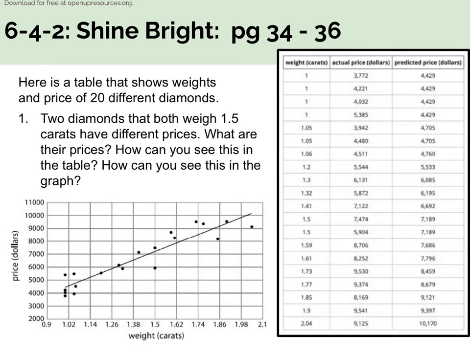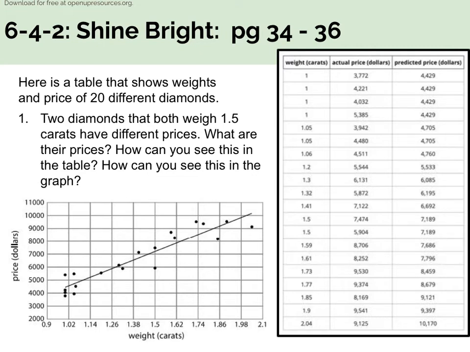So on page 34, let's go ahead and answer the question. We're just going to do one question at a time. Two diamonds that both weigh 1.5 carats have different prices. What are their prices? How can you see this in the table? How can you see this in the graph? Go ahead, pause, answer that question, and then come back to me.